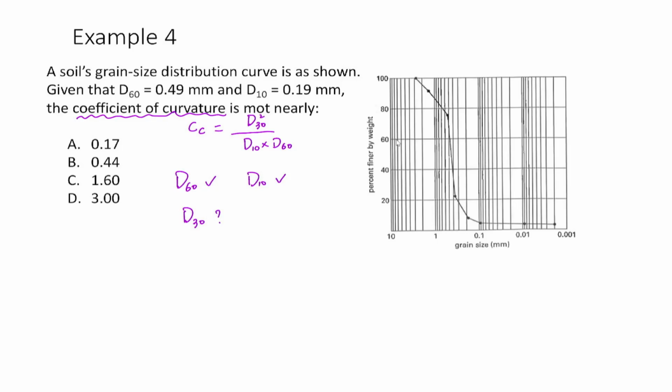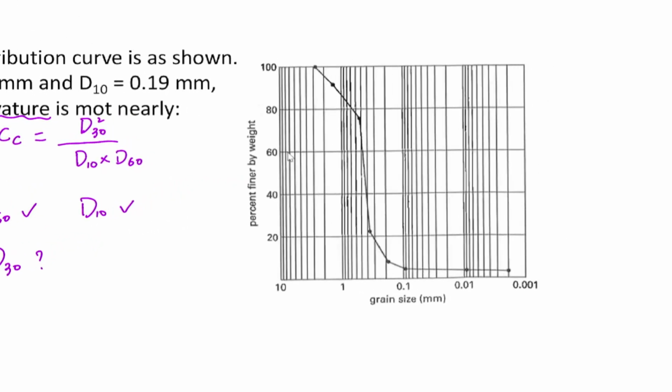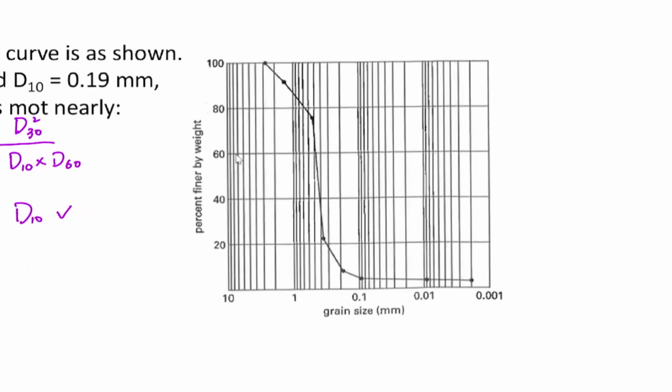So then let's look at this curve together. And this curve is really standard. We have the y-axis as the percent finer by weight, and the x-axis is the grain size in log scale, and we have the larger number on the left and the smaller number on the right. And those are from the sieve analysis. I'm pretty sure you have done sieve analysis before in your geotechnical classes.